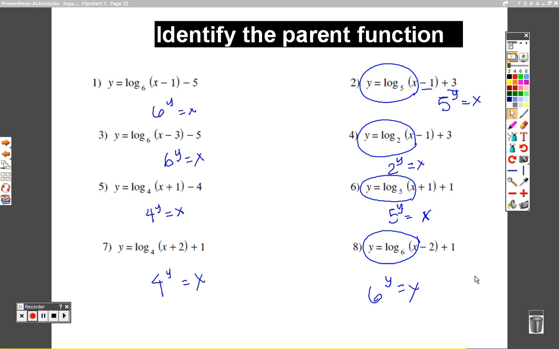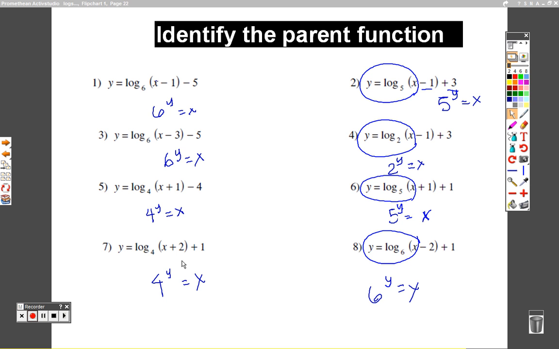This is day 3, I'm sorry, it's not day 3, it's actually day 2, part 3. So I have a day 2 A, B, and C 3-part lesson. We're going to look at graphing logs, and I want you to recall that in 2B we looked at identifying the parent function.